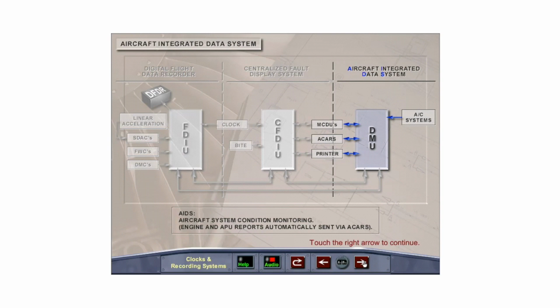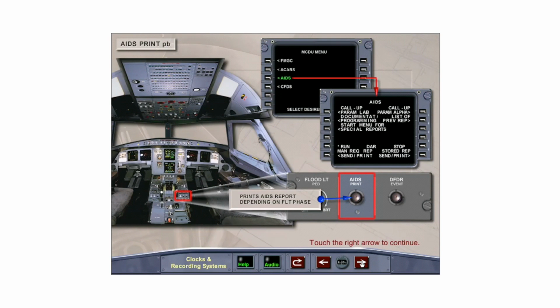The DMU also sends selected engine and APU reports automatically via ACARS during certain flight phases to the Airline Maintenance Control Department, relieving the flight crew of the necessity for performing manual engine monitoring reports. Momentarily pressing the AIDS Print push button located on the center pedestal causes an immediate printing of a specific report depending on the current flight phase. Other reports can be selected and printed if desired through the MCDU.